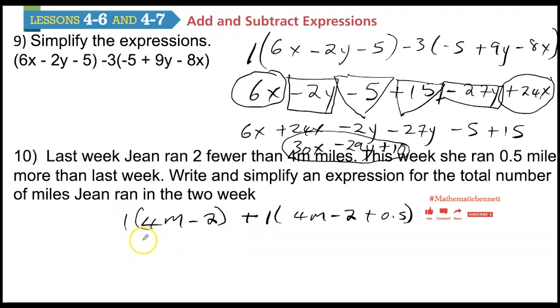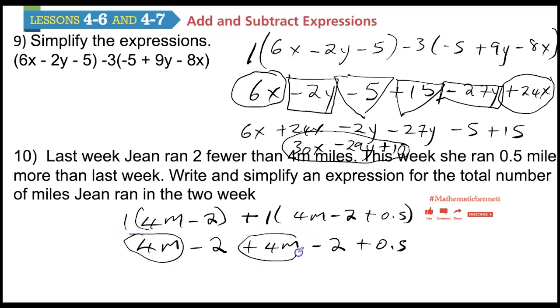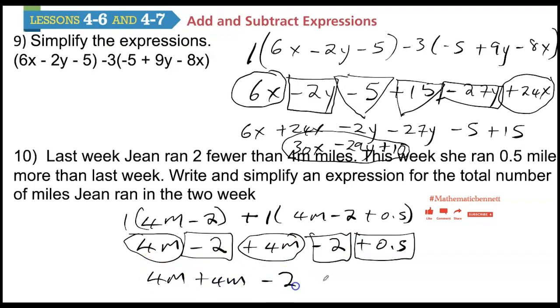Alright, so we see that 1 times 4m would give me 4m. 1 times negative 2 gives me negative 2. 1 times 4m would give me positive 4m. 1 times negative 2, negative 2. And 1 times 0.5 would give me positive 0.5. Let us identify our like terms. I'm going to box all the terms that are constants. So we get 4m plus 4m minus 2 minus 2 plus 0.5.